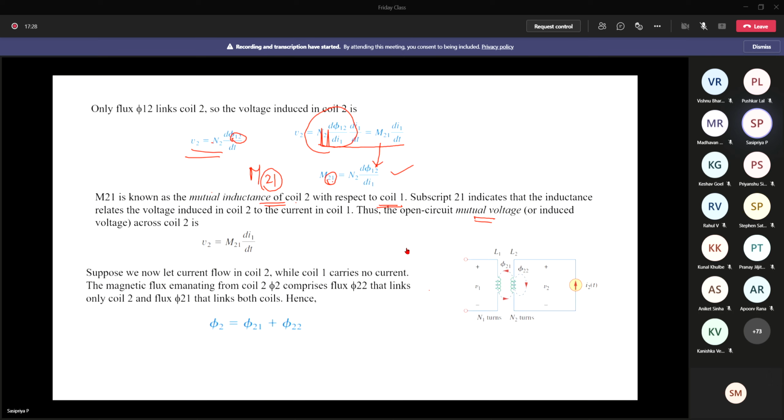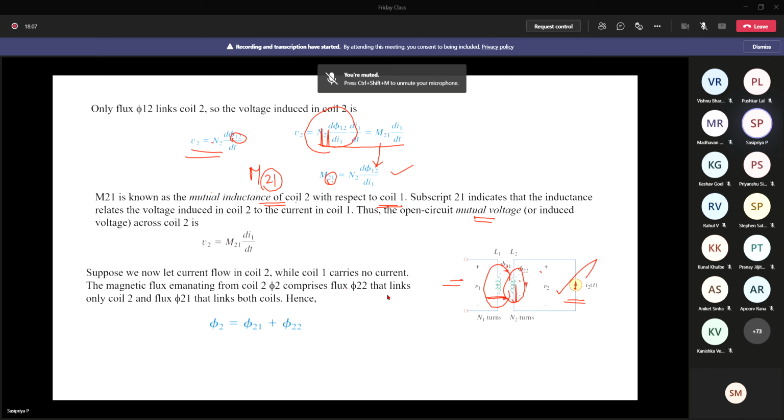Now, in the same way, we consider coil 1 is open and coil 2 is connected with the source, so there is going to be a current flow in coil 2 and coil 1 is open. As usual, here we'll have two flux components. One will be the flux in coil 2, the other one will be, because of this magnetic coupling, a flux linkage in coil 1 also. Phi 22 is the flux linkage in coil 2 due to this current I2, whereas phi 21 is the flux linkage in coil 1 due to the current I2.